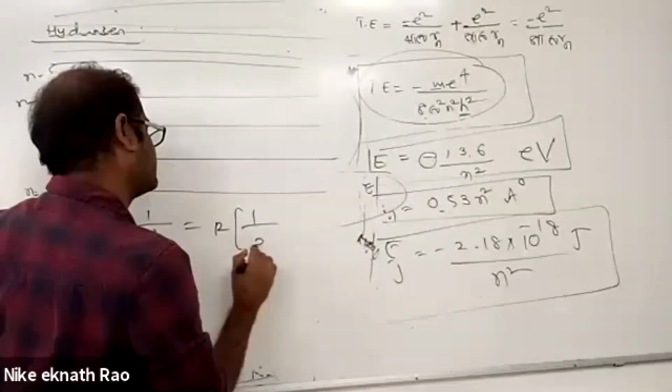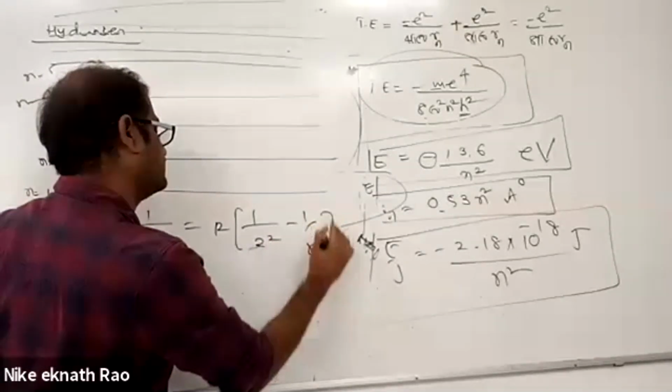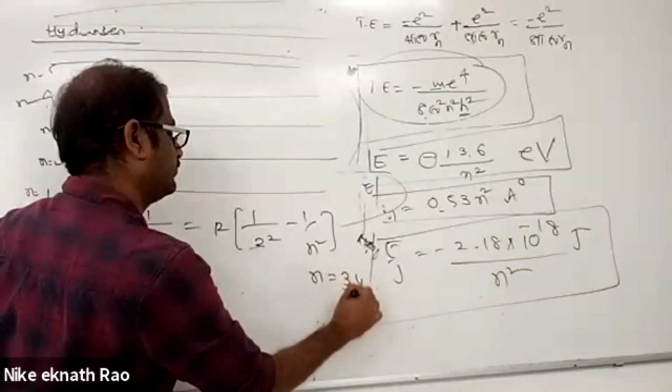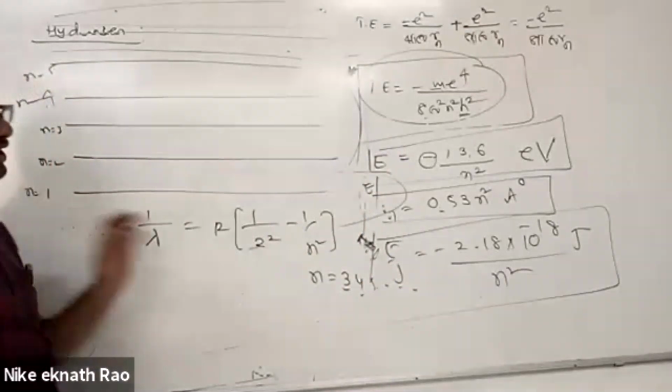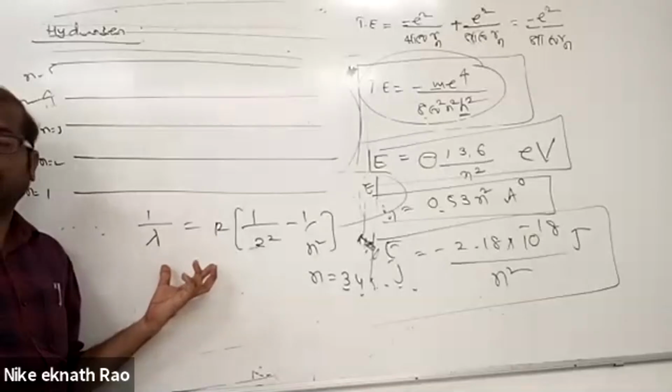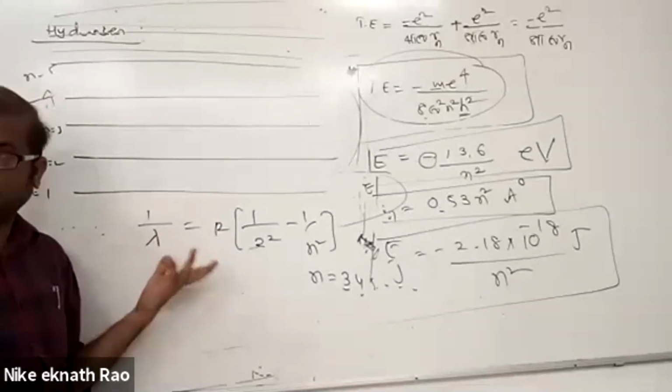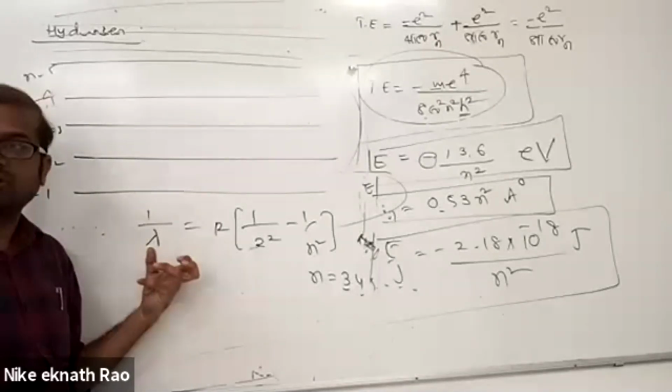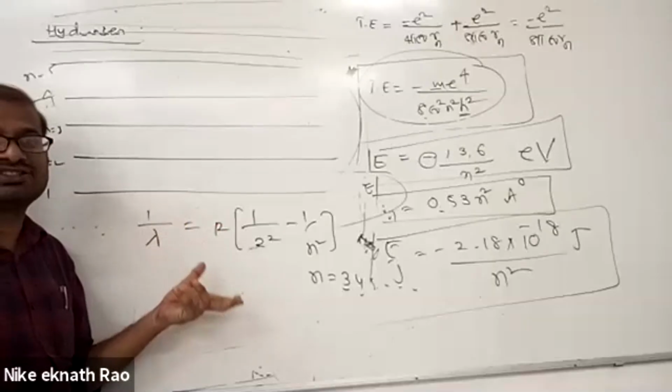He has given 1/2 square minus 1/n square, where n starts from 3, 4, 5 and so on. By giving different values of n, he found the wavelengths, and the values of the wavelengths are also listed out: 656.3, 486.1, 434.1 nanometers.